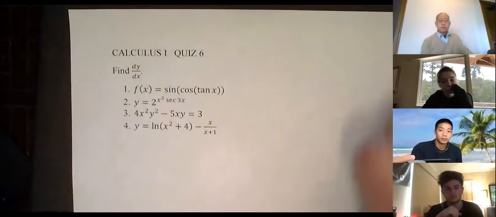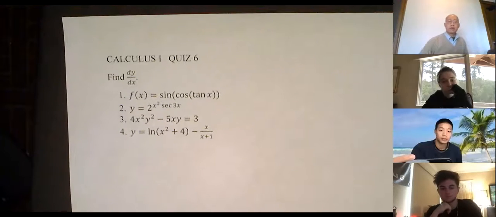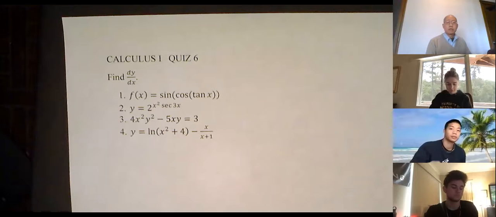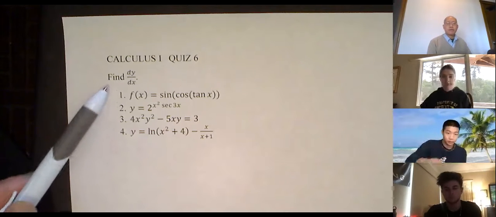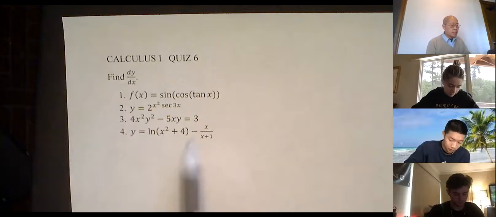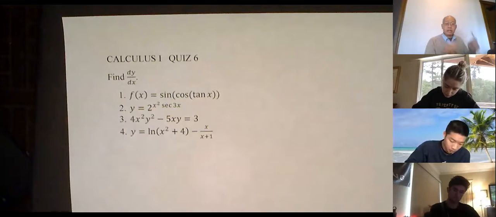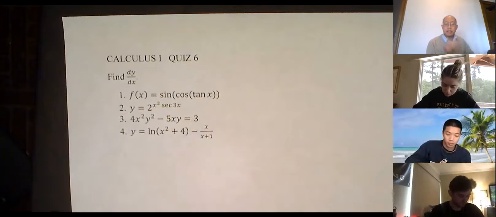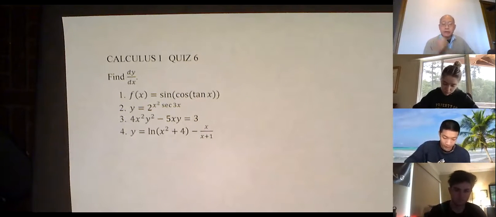Okay, so here we go. So take a picture, and I'll blab about it for a moment. So in each case, find the derivative dy/dx. Okay, number 1, f of x is sine of cosine of tangent of x. Oh boy, so that looks like 1, 2, 3 layers of the chain rule.